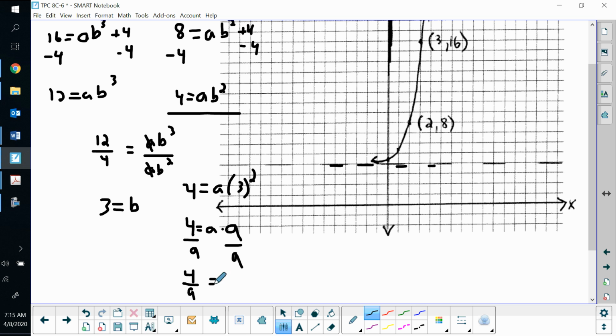I usually get a lot of people that say, could that possibly be right? And yeah, 4/9 is a nice fraction. It's not anything crazy. So we'll just have y equals 4/9 times 3 to the x. And don't forget to tack your plus 4 on the end.